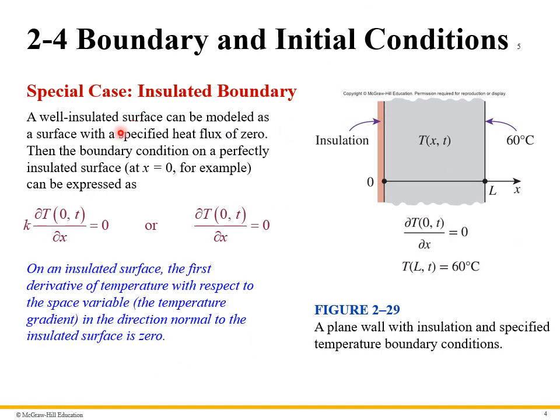A special case is when you have what's known as an insulated boundary. In that case, the heat flux is 0. Here's a case where the left side is insulated. Therefore, the partial of T with respect to x equals 0 at any time. The other side has a first-type boundary condition where we specify the temperature at L as 60 degrees for all times. So it shows you can have these mixed kinds of conditions. You don't have to have both sides insulated.